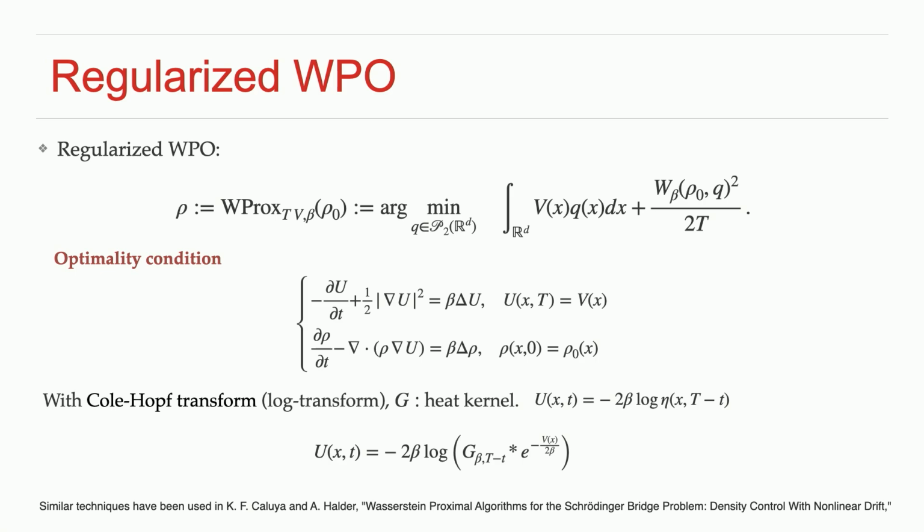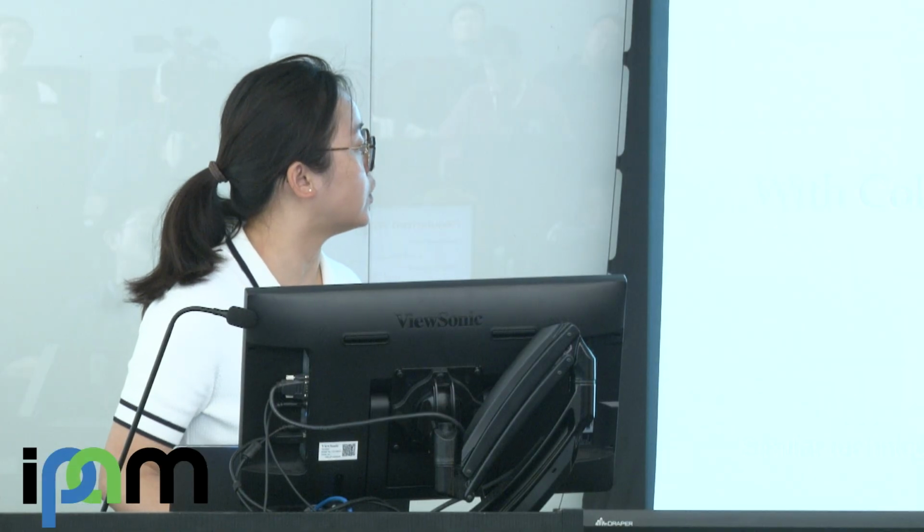So the closed form formulation really comes from the fact that if we apply a log transform to this U function, this HJ equation and this equation can actually be rewritten as heat equations. And with the heat equation, if you have initial conditions, you can write down the solution exactly, and then we plug it back and we are able to get the solution of the U over here. Yeah, and similar techniques have been used in other literature, in this reference I added, on Wasserstein proximal operators for Schrödinger bridge problems.